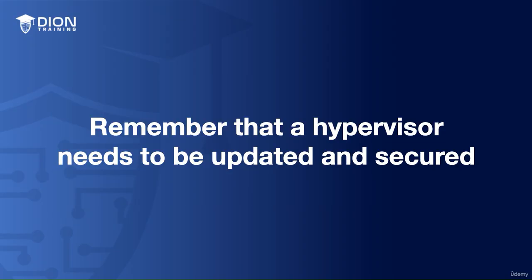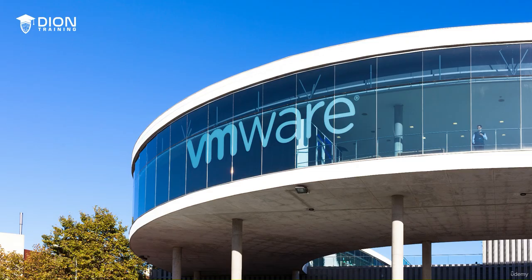First, remember that a hypervisor, whether it's a Type 1, Type 2, or application containerization-based model, needs to be updated and secured whenever the manufacturer releases a new security patch. For example, if an exploit has been discovered that you can now conduct a VM escape against VMware, you can be certain that a company like VMware is going to quickly release a patch to fix this critical vulnerability.